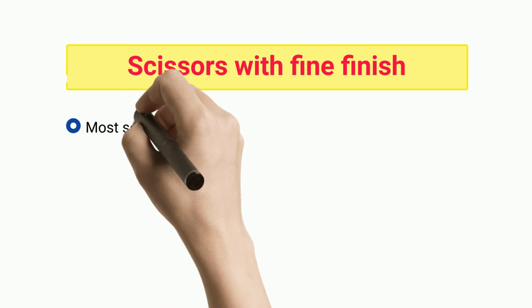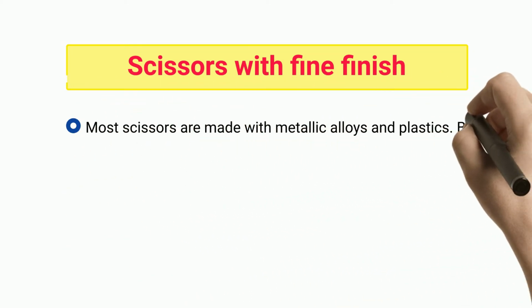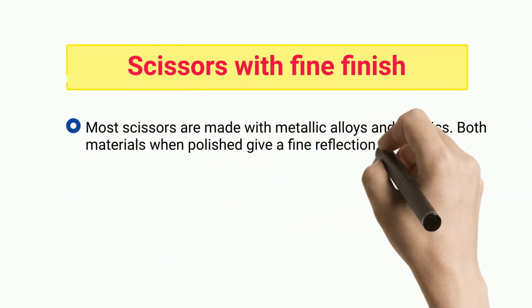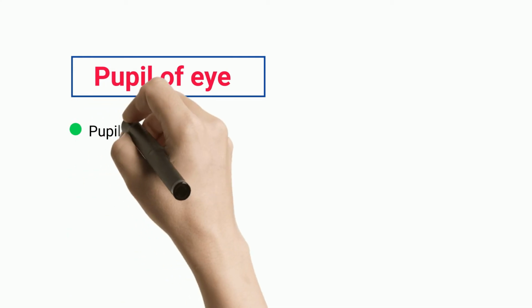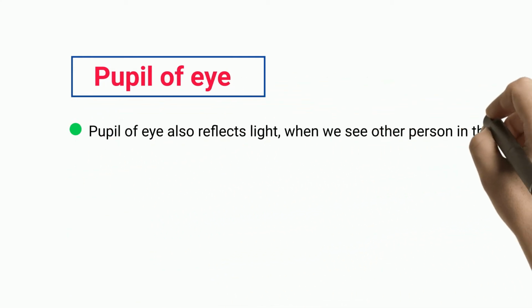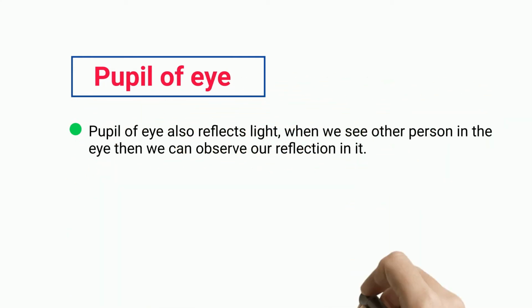Scissors with fine finish. Most scissors are made with metallic alloys and plastics. Both materials, when polished, give a fine reflection. Pupil of eye. The pupil of the eye also reflects light. When we look at another person's eye, we can observe our reflection in it.